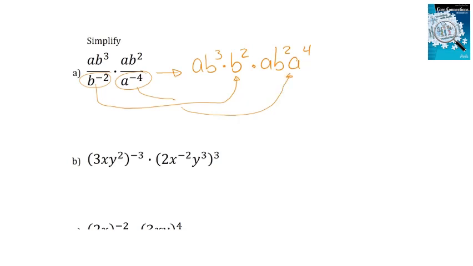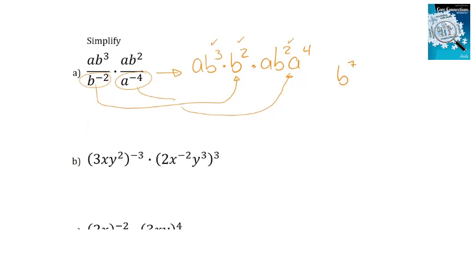What's nice about this is now I can see that I can just go ahead and combine all of these parts. If you look, I've got right here, there's 3 factors of b, and then 2 more factors of b, that's 5, and then 2 more. So that is a total of 7 factors of b.